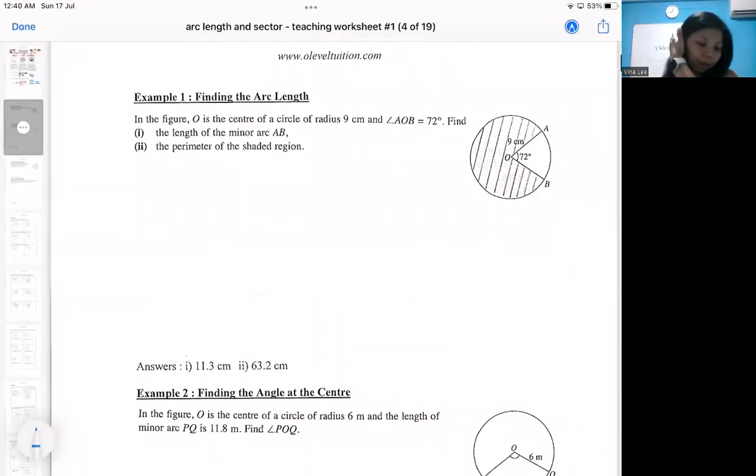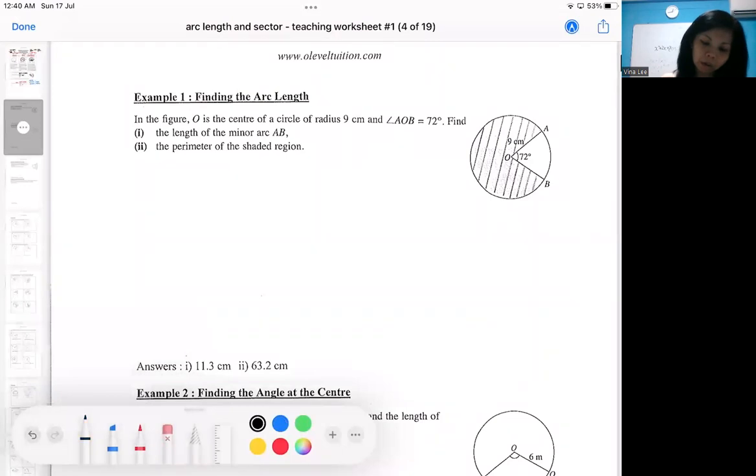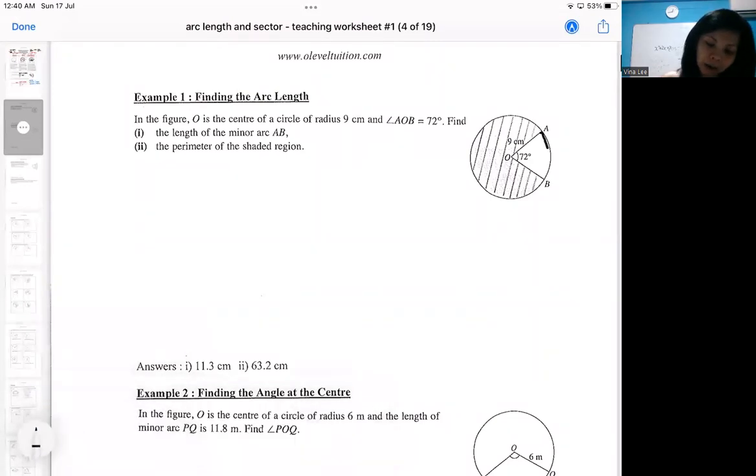So example 1 is just a very simple example of applying the formula. If you look at example 1, we are interested in the arc length, and the arc is created by 72 degrees. The first part is very easy. It's just a fraction of the circumference. So the fraction will be 72 degrees over 360, times 2 pi r.